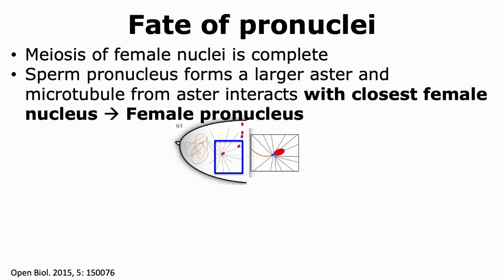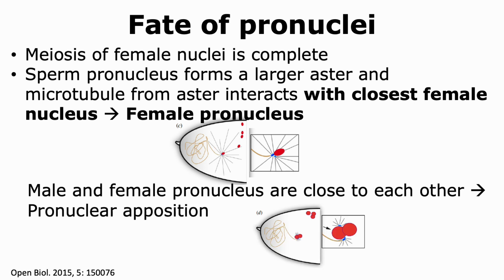Now, the female nucleus that is closest to the microtubules of the aster is able to interact with them and forms the female pronucleus. The interaction of that female pronucleus with the microtubules results in the male and the female pronuclei coming close to each other, which is what is shown in the figure below. And this is called pronuclear apposition.